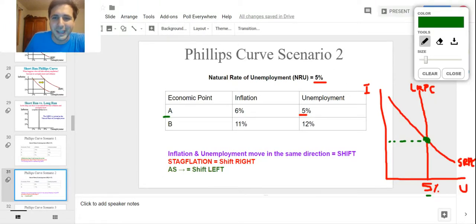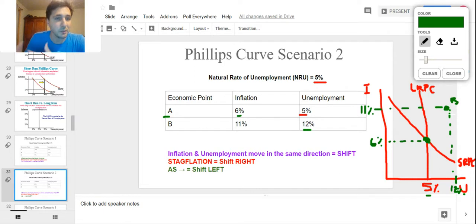So I dash over, and I know my inflation rate is 6% because they give it to me. So now, what's going to happen next? Well, my inflation rate is 11%, so I know that's going to be way up here. That's going up. And my unemployment is going to be at 12%, so that's way over here. That's also going up. So I dash up, I dash over, and I've got this point way out here for point B.